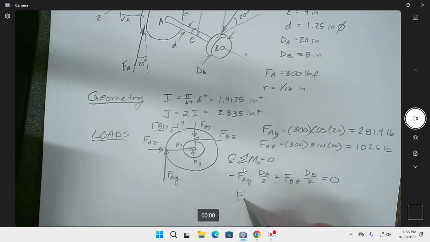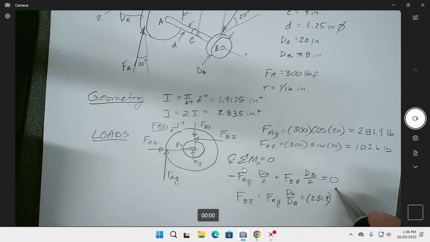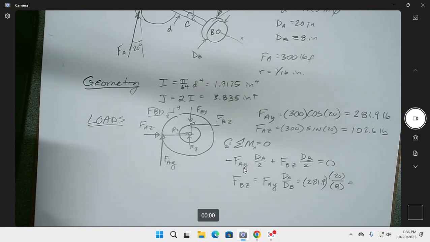So really what you're saying is that FBZ is going to be equal to FAY times dA over dB, or 281.9 times 20 divided by 8. So that would be more now, wouldn't it?